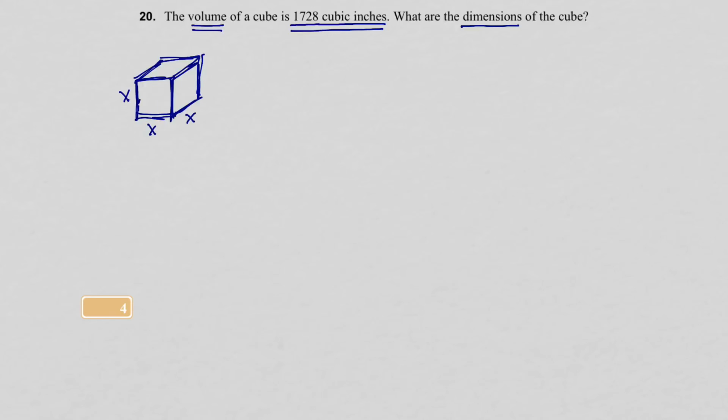So how do we find this? We know that this times this times this gives us the volume, right? That's how we find the volume. So we know that x cubed equals the volume. Well, it tells us what the volume is. So x cubed is actually 1728 cubic inches. Well, how do we get rid of the cubed now if we're solving for x? We're going to cube root both sides.